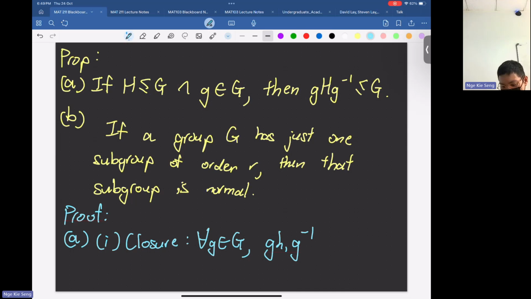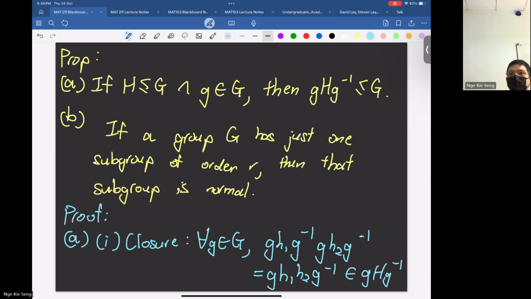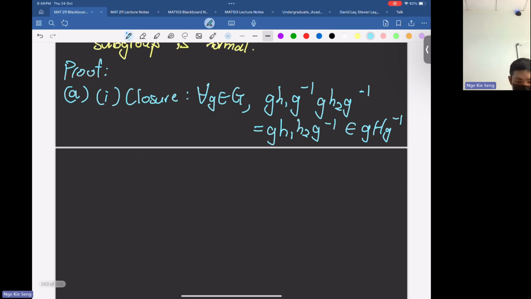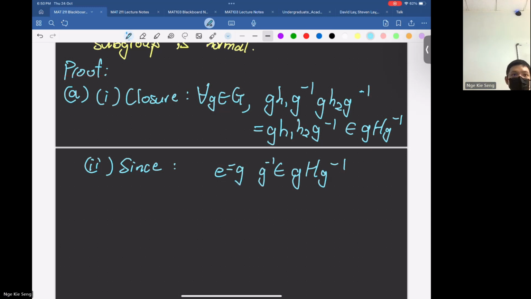So what is g h1 g inverse times g h2 g inverse? Quickly. It is g h1 h2 g inverse. Does this live in g H g inverse again or not? Yes, because H is a subgroup, closed under multiplication. How about identity? Can you cook out the identity inside g H g inverse? Can you write it in the form g of some h times g inverse? g of e, because a subgroup contains the identity.